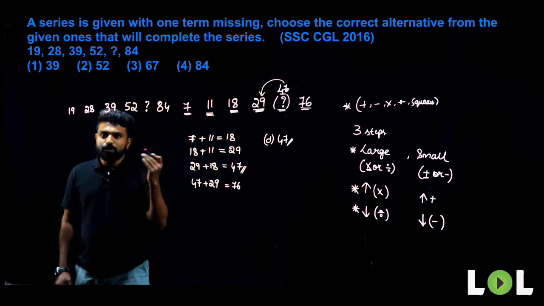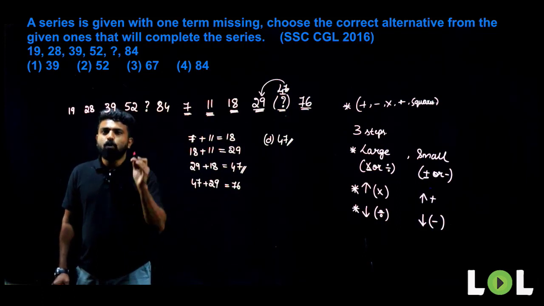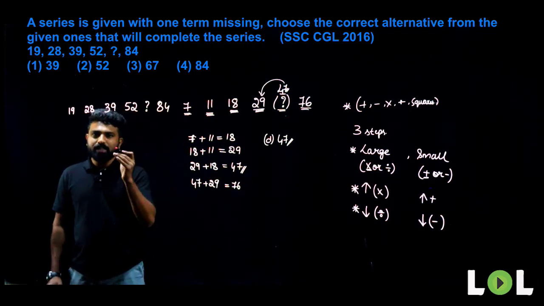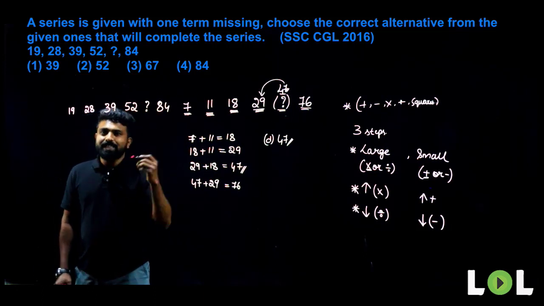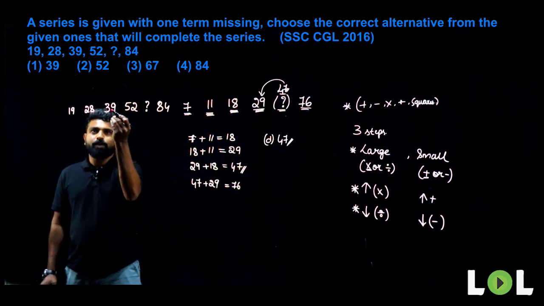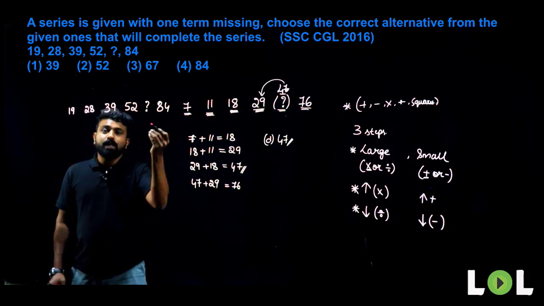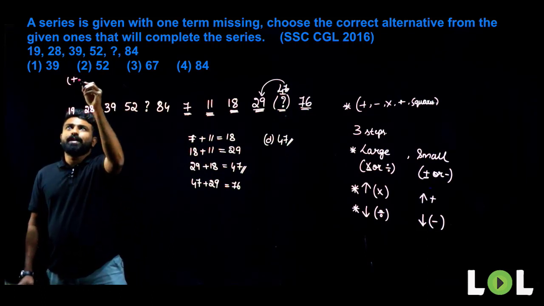Is the difference big? It will range somewhere between 50 to 60. The difference is not very big. So the difference is small. So we got to know that there must be either addition or subtraction involved. Are the terms in the series increasing or decreasing? The terms are increasing. 19 is going on to become 28. 28 is going on to become 39. So the terms are increasing, meaning there must be addition that is involved within the series.